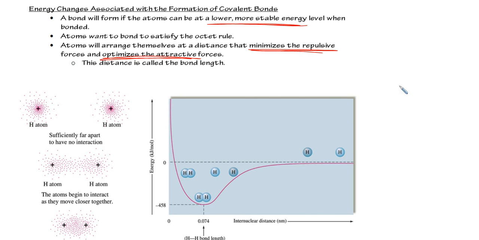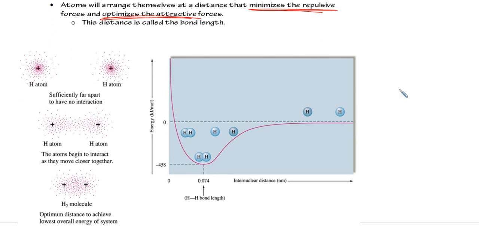Okay, so here's this beautiful little graph. You should be familiar with something like this. I could almost promise that you might see something like this on the AP test. So here's what we've got. We're talking hydrogen in this case.